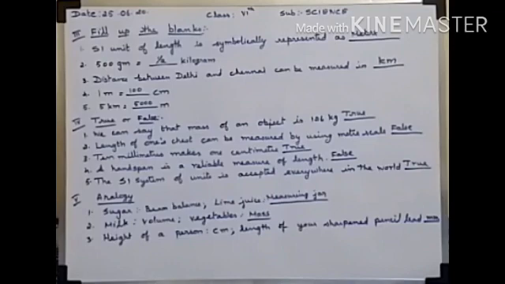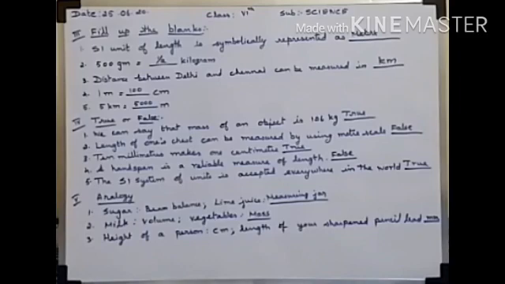Next one is true or false. We can say that mass of an object is 126 kg. What's the SI unit of mass? Kilogram. So here the mass of an object is 126 kg. So the answer is true. Second one, length of one's chest can be measured by using meter scale. We cannot measure our chest by means of meter scale. We have to use only measuring tape. So the answer is false.